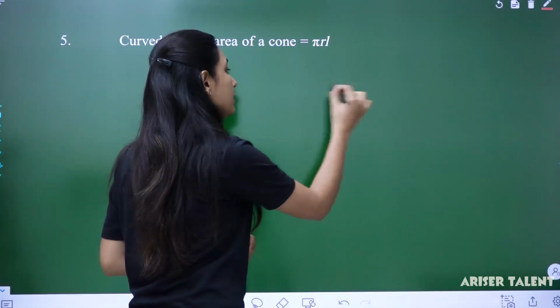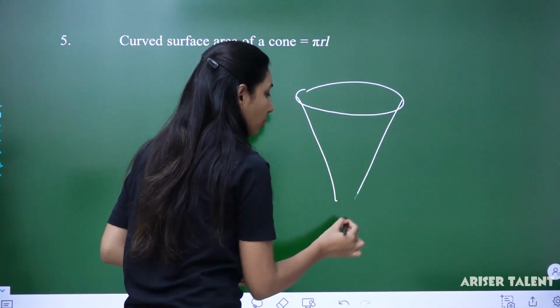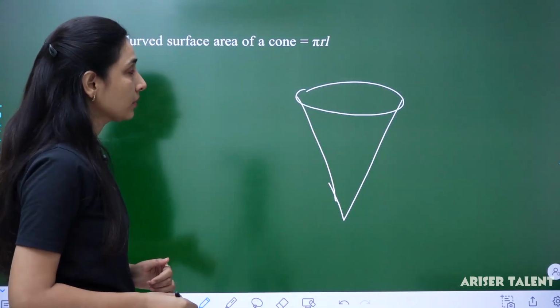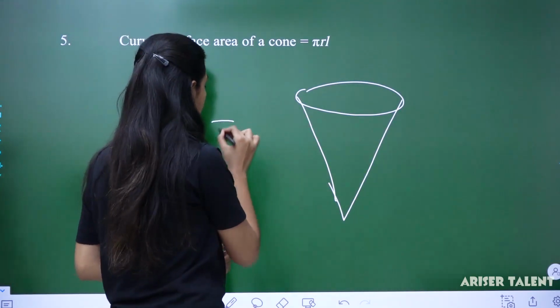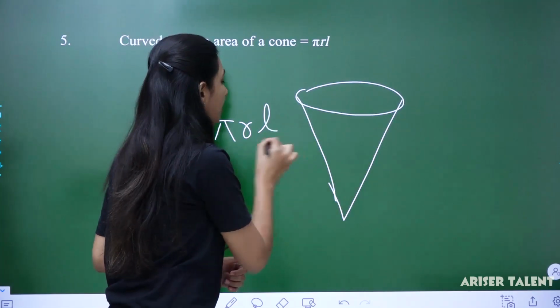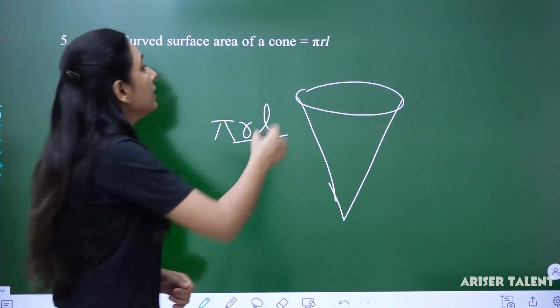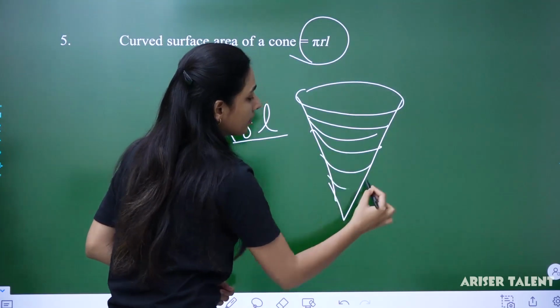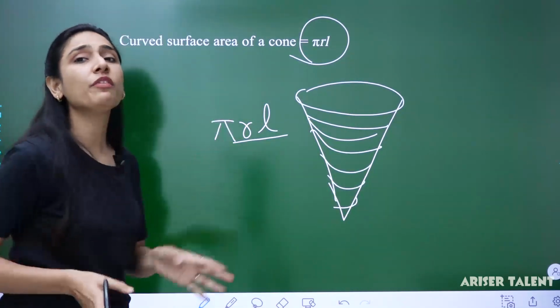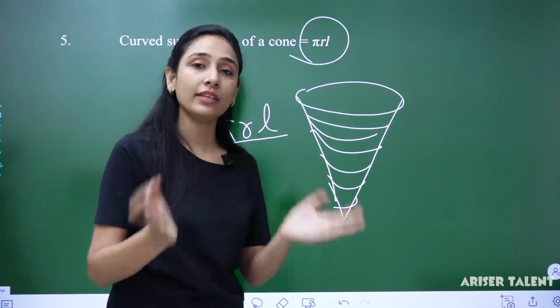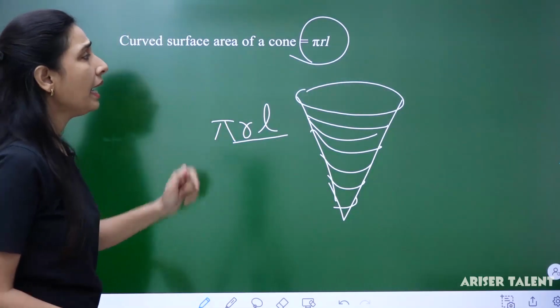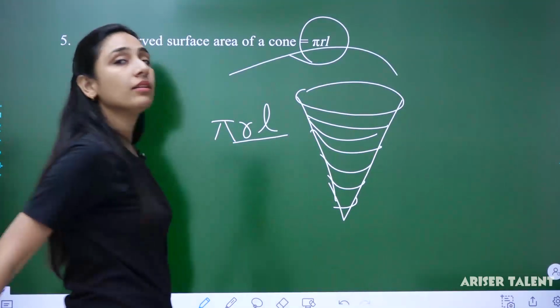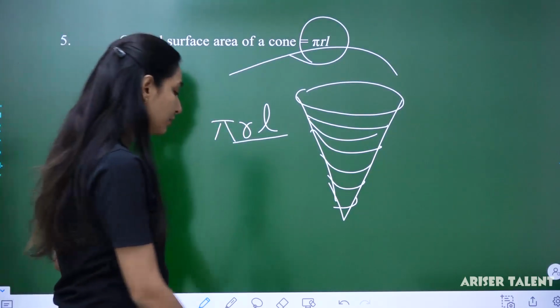The curved surface area of a cone will be πr multiplied by the slant length l. This is this area only. Somehow it will be an arc, and you calculate the area of the arc and end up with this formula πrl. It's as simple as that, πrl is the curved surface area.